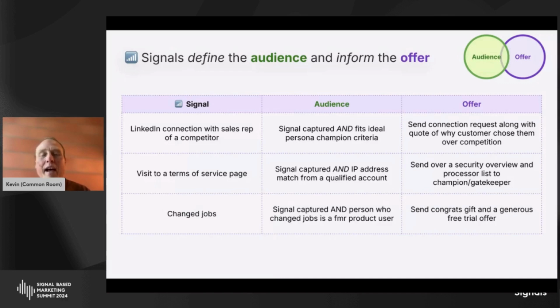How that would inform your offer would be to maybe send them a connection request along with a case study of why someone chose you over that competitor that they're now connected to. I'm not going to go through all these examples, but that's a way to tie it all together: this signal happened, we know it's from the right person, and then how do we use that combination of things to put forth the best offer that will get that person to pay attention and take action.